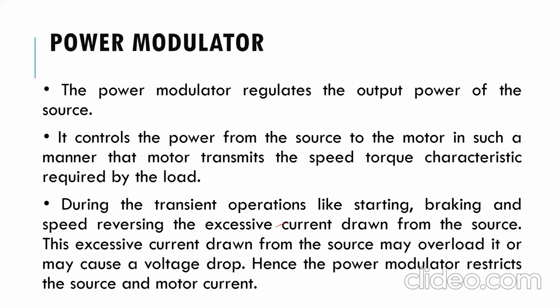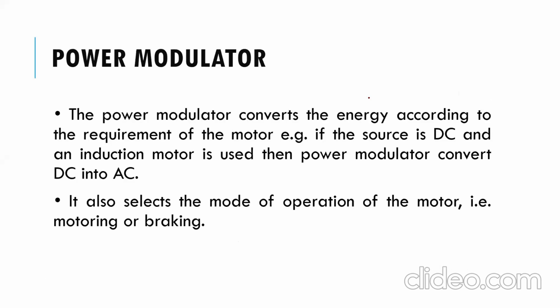The work of the 3-point starter is embedded in the control algorithm, which is deployed in the control unit. Next, the power modulator converts energy according to the requirement of the motor, which we have discussed earlier. If the source is DC and the induction motor is used, then the power modulator converts DC into AC. Means what? You must use an inverter. It also selects the mode of operation of the motor, that is motoring or braking.